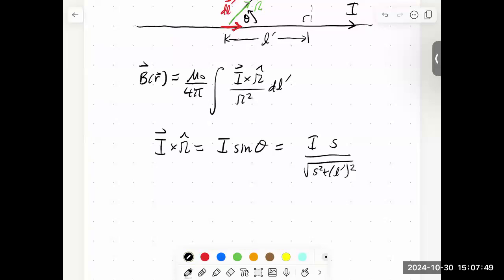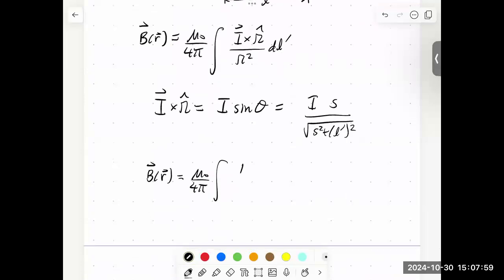So this is a vector B bar is mu naught over 4 pi, the integral. The cross product gives us this little mess here. And then we have to divide by script r squared. But that was the hypotenuse of our right angle triangle, so it's s squared plus L prime squared. And then we have dl prime.